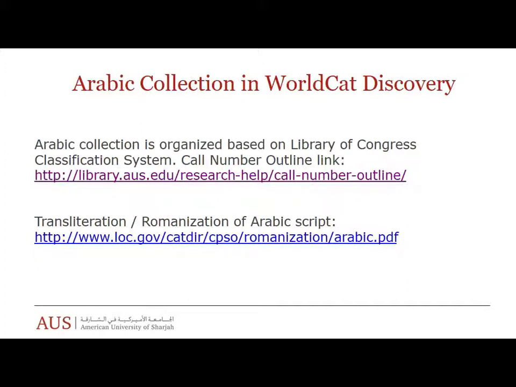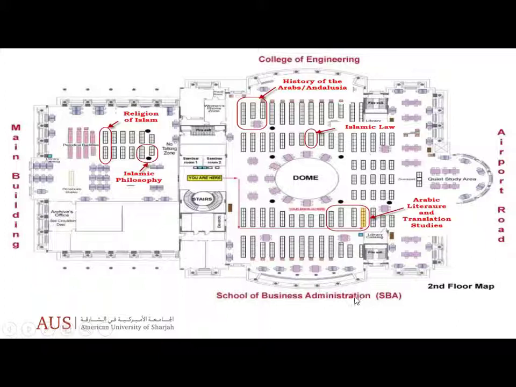In order to see where the Arabic collection or English books about Arabic studies, Islamic studies, and translation studies are located in AUS Library, I have a map here where I circled stacks where you can find these books. So if you are looking for Arabic literature, translation studies, it's in this section. This is actually on the 2nd floor of the library, the side facing the School of Business Administration. You have Arabic literature and translation studies here, both in Arabic and English language.